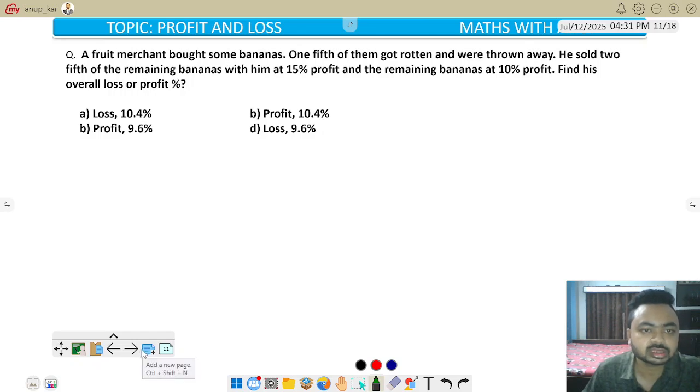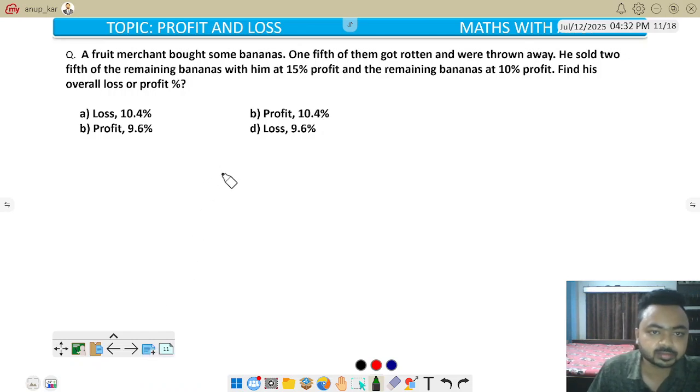A fruit merchant bought some bananas. 1/5 of them got rotten and were thrown away. He sold 2/5 of the remaining bananas with him at 15% profit and the remaining bananas at 10% profit. Find his overall loss or profit percentage.